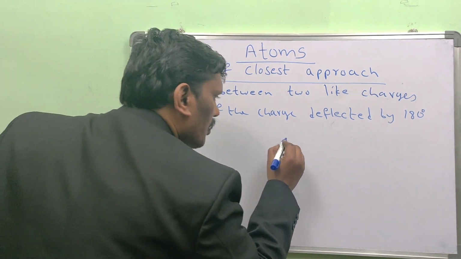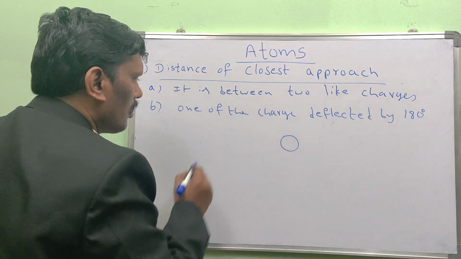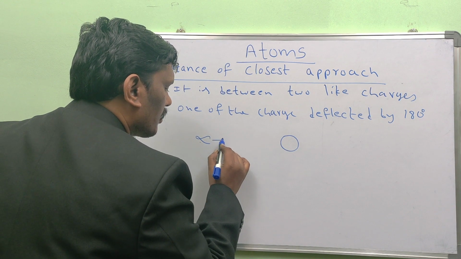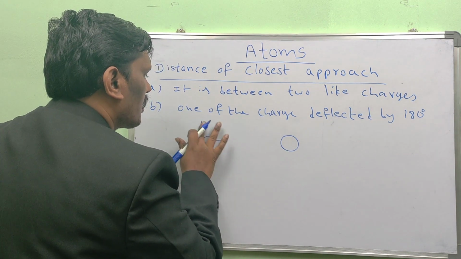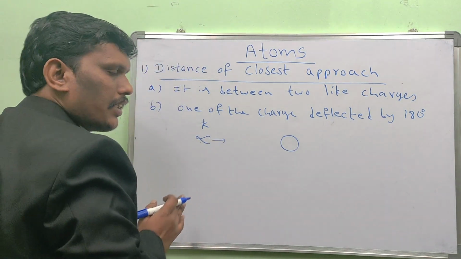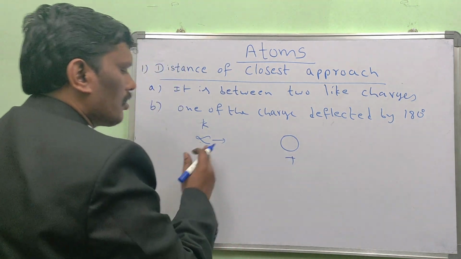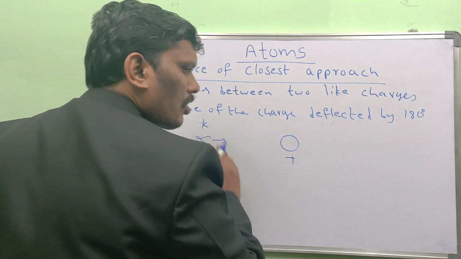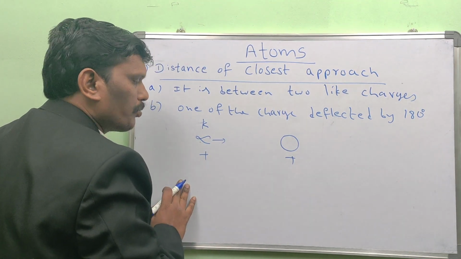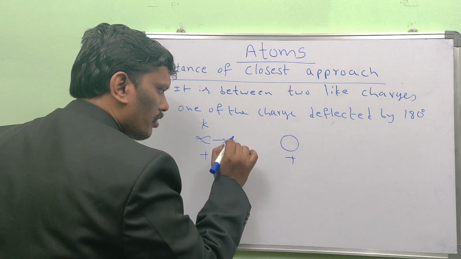Here I am going to consider a nucleus. It is the nucleus of any atom, and this is the alpha particle. Now the alpha particle is moving with kinetic energy K towards the nucleus. Both are like particles, positive and positive. Because of the repulsion force, kinetic energy goes on decreasing, so velocity goes on decreasing because of the repulsion force between these two.